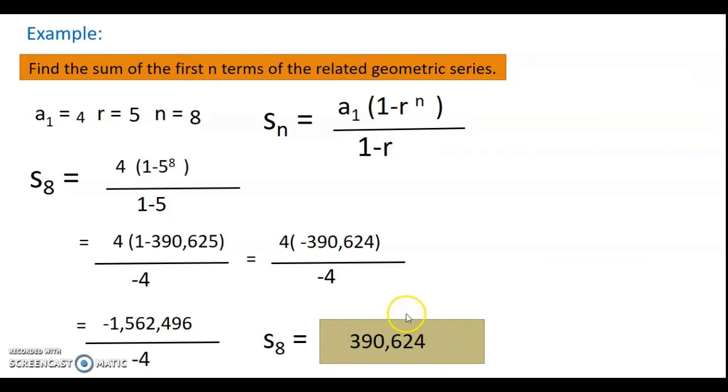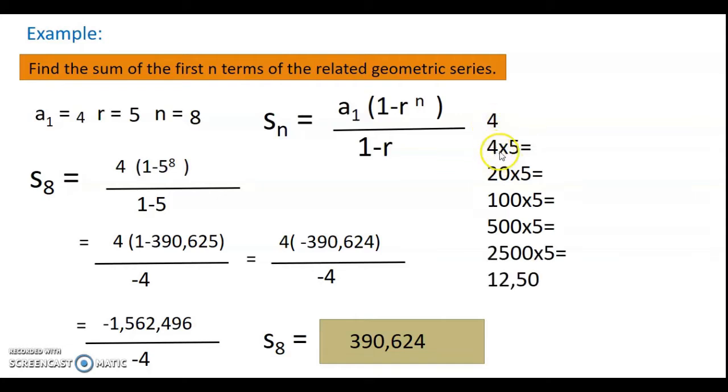So let's check if our answer is correct. Here we have the given values. A sub 1 is equal to 4, our common ratio is 5, and our number of terms is 8. So we will get the value of the geometric series. Here we have 4, our first term. Our second term is 4 times 5, because our common ratio is 5. So our answer is 20.